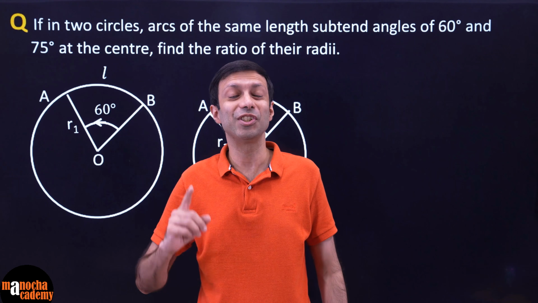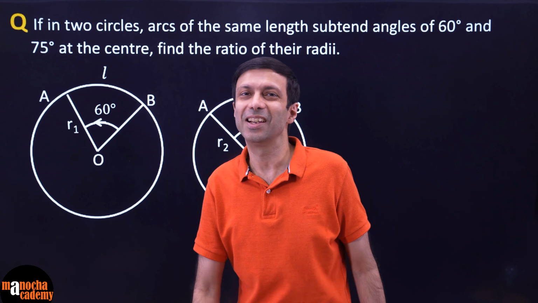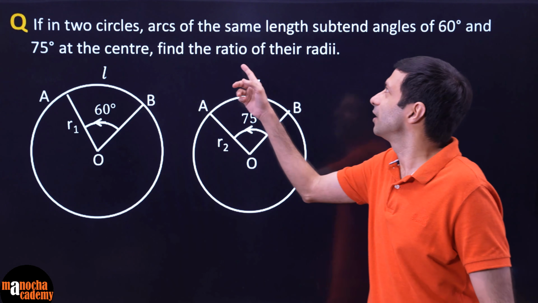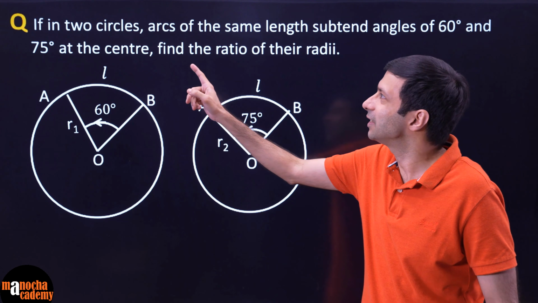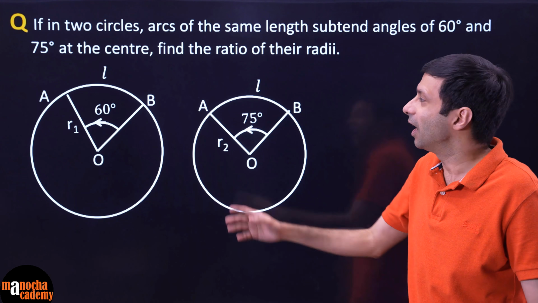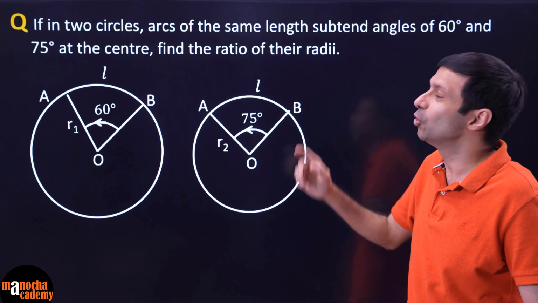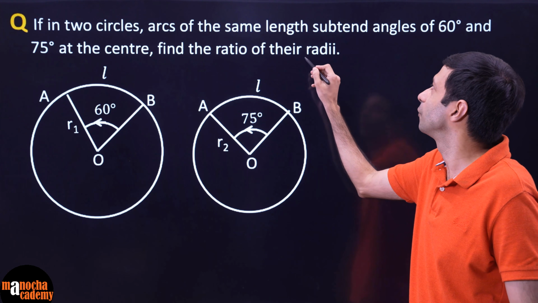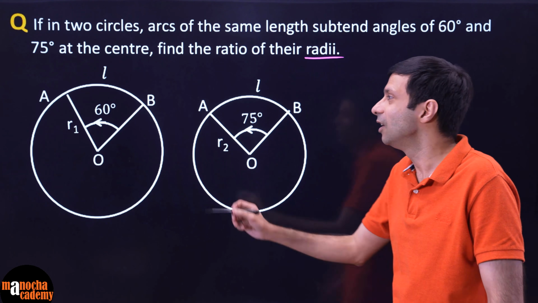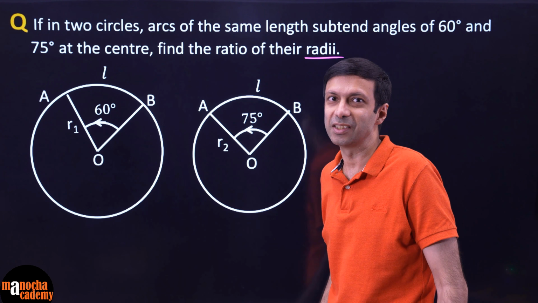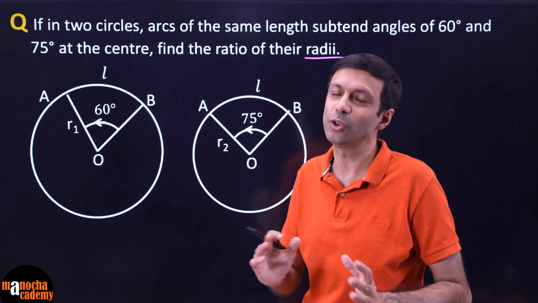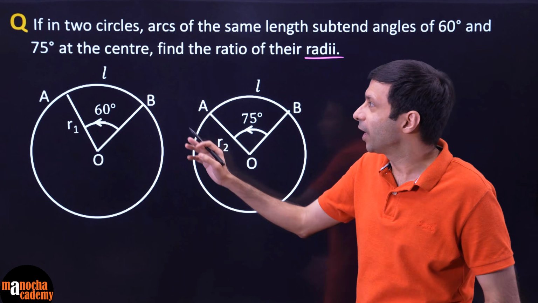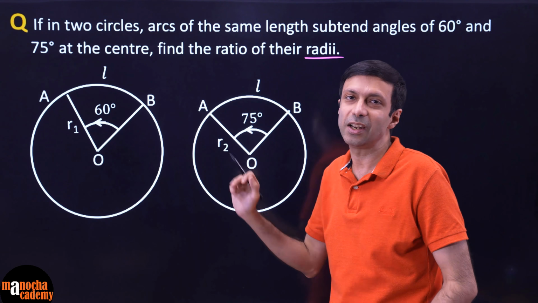And now for an interesting homework question for you. Here's the question. If in two circles, arcs of the same length subtend angles of 60 degrees and 75 degrees at the center, as I've shown here in the two figures, you need to find the ratio of their radii. That means the ratio of the radii of the two circles. Again, if the diagram is not given, you must draw a rough diagram to visualize the question. So you need to find the ratio of the radius R1 to R2.